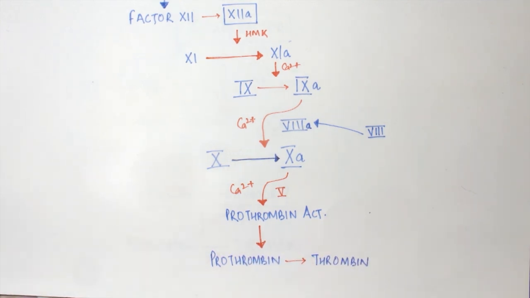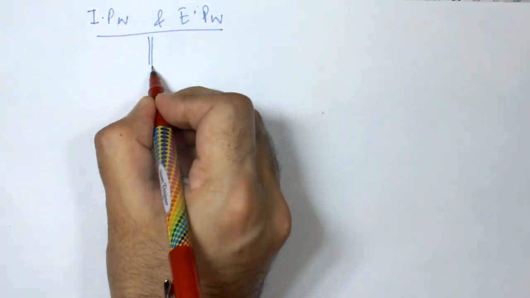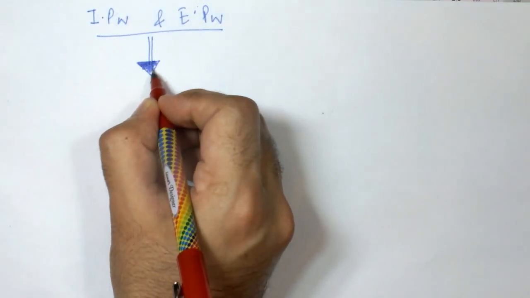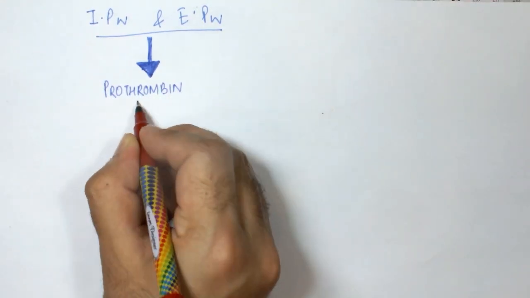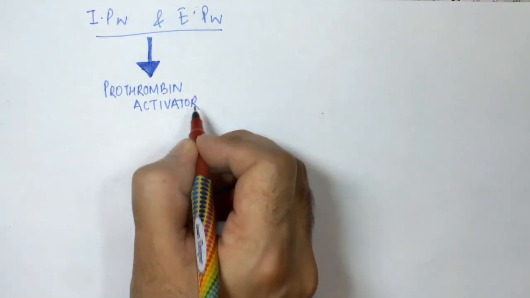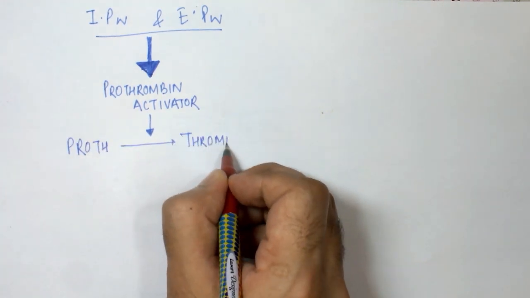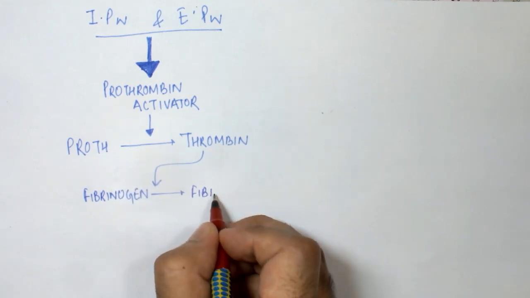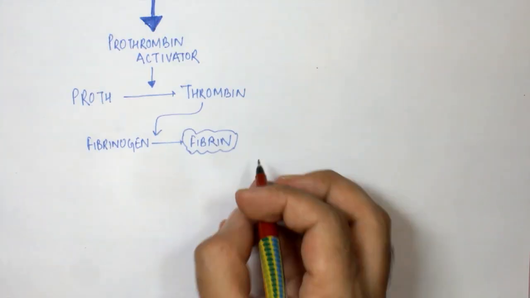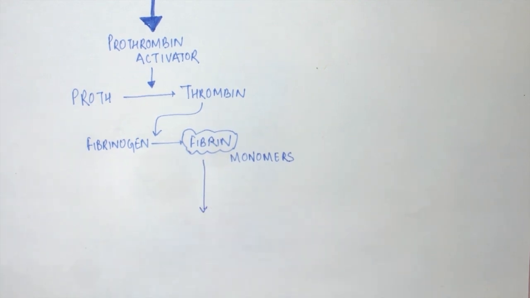So to summarize what happens in the coagulation cascade, we have the intrinsic pathway and the extrinsic pathway. They both ultimately lead to the formation of a prothrombin activator, that is activated factor 10. And this causes the formation of thrombin from prothrombin. And the thrombin acts on fibrinogen to form fibrin monomers. But these monomers are not stable and they cannot form a clot.